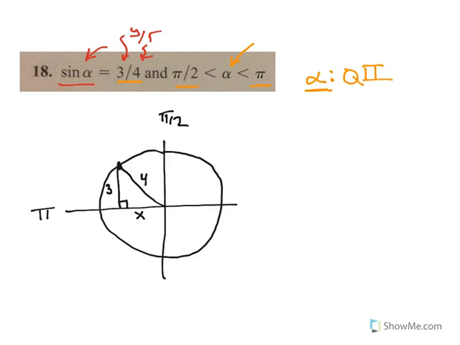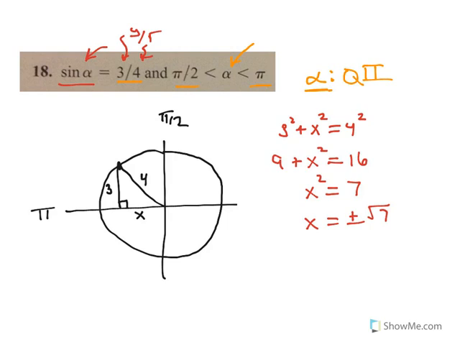So we can use the Pythagorean theorem. We can say that we know that 3 squared plus the x squared must equal the hypotenuse, the 4 squared. And 3 squared should get us 9 plus x squared equals 16. And subtract 9 from both sides, so x squared should be 7. And then square root both sides, so plus or minus the square root of 7.